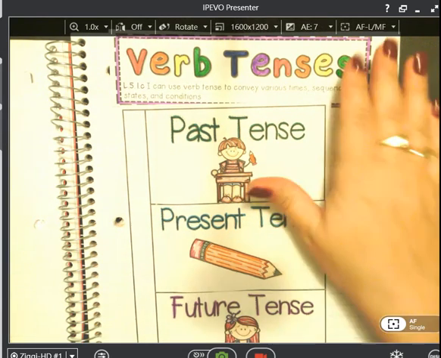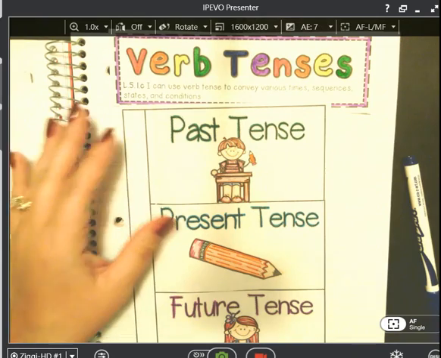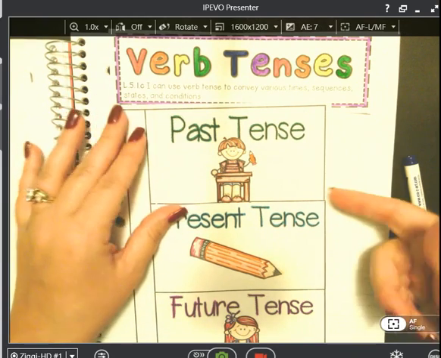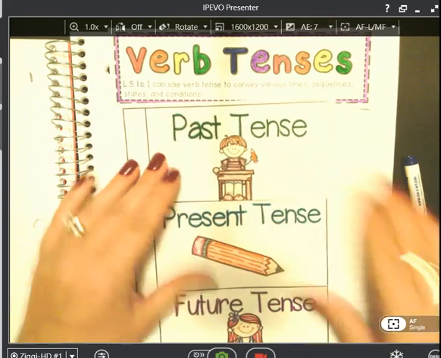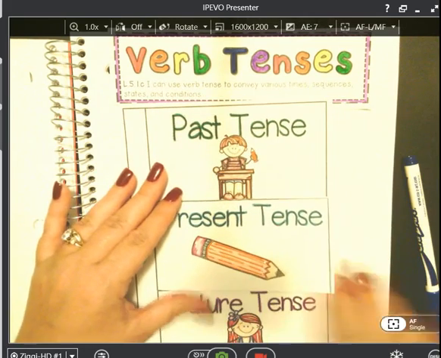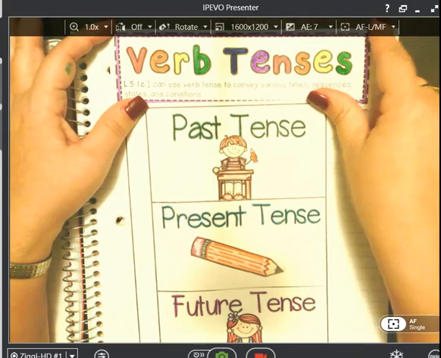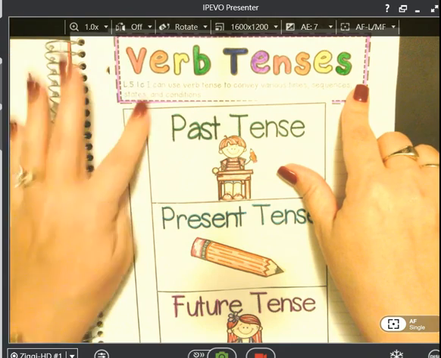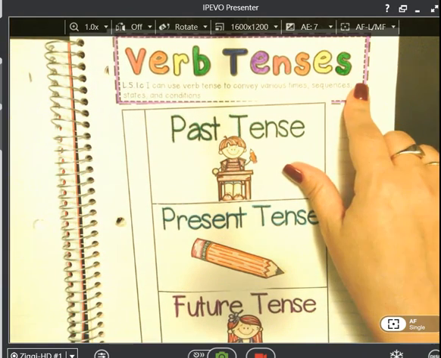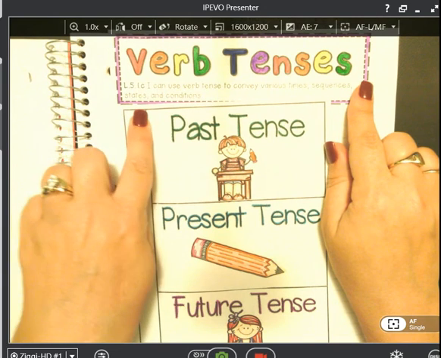For this you will need these two cutouts that I gave you in class. The other thing that you will need to do is cut out the flaps that we have for each one here, these little lines. You will glue down on the first clean sheet of paper this title on the very top where it says verb tenses, and then glue down this strip right here for a flap book.